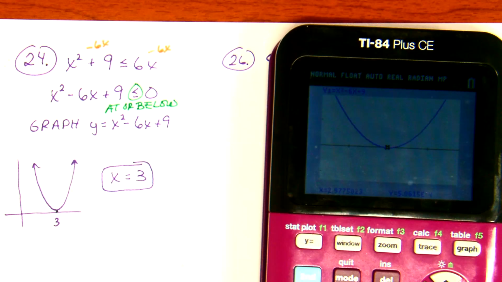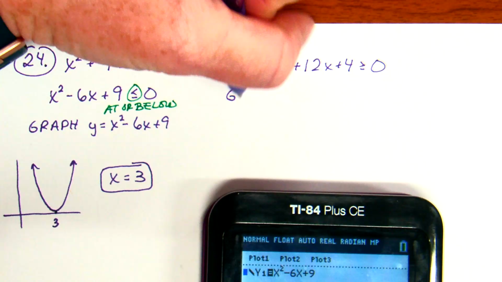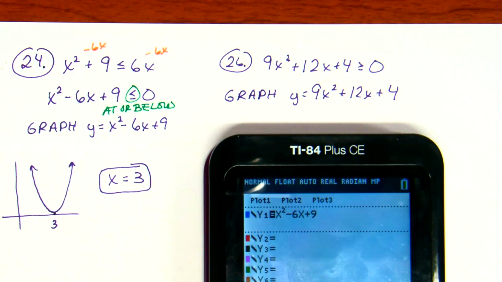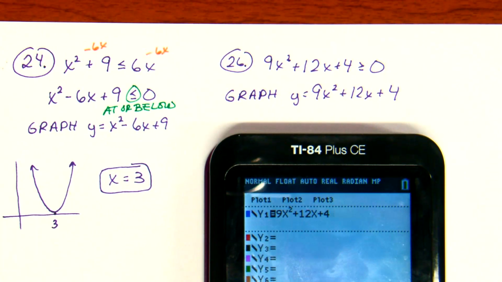Okay, 26. Well, it's already equal to 0, right? So essentially we're going to graph y equals 9x squared plus 12x plus 4. So let me clear off here. 9x squared plus 12x plus 4. I'm going to do zoom 6 because I was just really zoomed in, wasn't I?